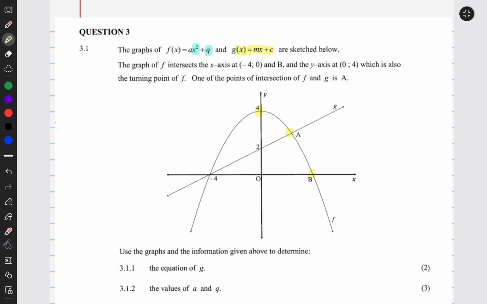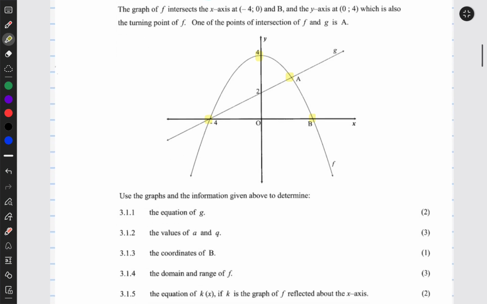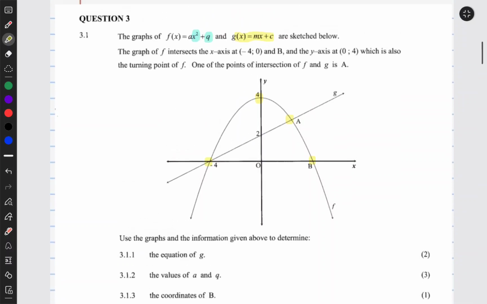What do I always say about the point where the graphs intersect? If we are ever asked to calculate the coordinates where our graphs intersect, we simply equate our two equations and solve for x. Sometimes we might have to solve simultaneously, in the case where you have two points where our graphs intersect, but in this case we're already given that the other point is -4. Okay, so that is that. Let's get into the questions. Use the graphs and the information given above to determine the equation of g.